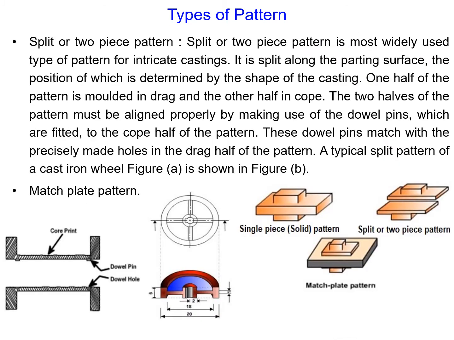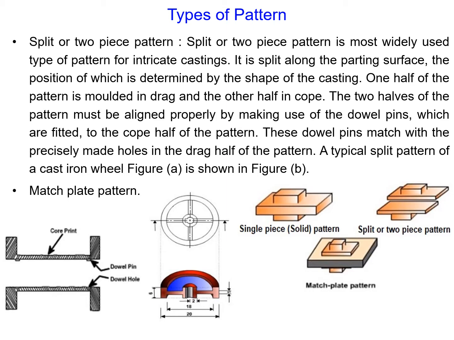Next slide. Split or two-piece pattern. Split or two-piece pattern is most widely used as pattern for intricate casting. It is split along the parting line, the position of which is determined by the shape of the casting. One half of the pattern is in the mold, the other half in the core.